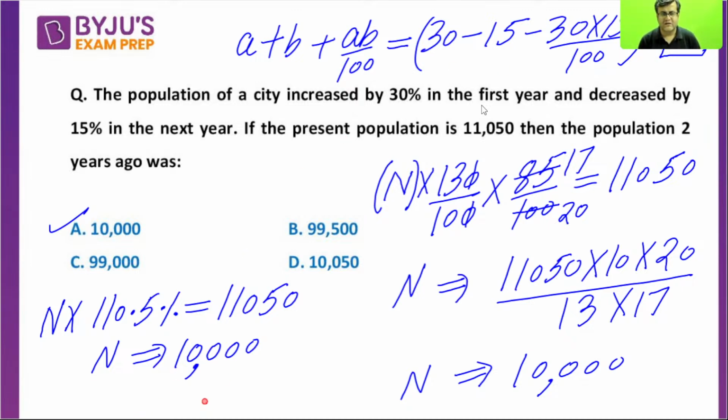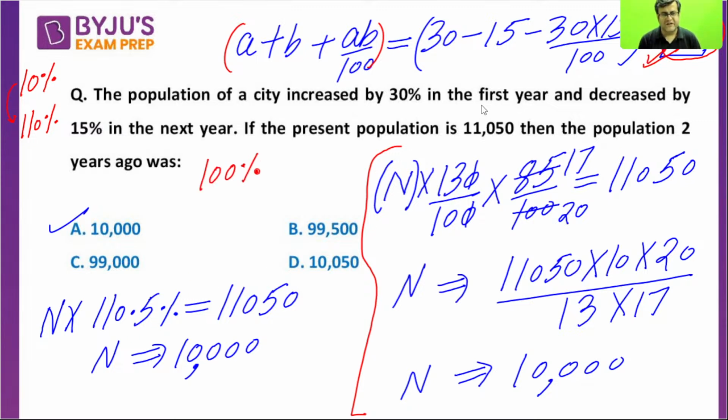I have used successive method as well. A plus B plus AB by 100, 30% increase, 15% decrease, 30 minus 15 minus 4.5, overall 10.5% increase. So 10.5% increase means value is 100%. 10.5 increase means 110.5. Hayati, beta, if value increases by 10%, then value will become 110%, isn't it? If value increases by 10.5%, it will become 110.5. So value itself is 100%. If 10.5% increase, it will give you 110.5. The final value is 11,050. So original is 10,000. Okay.